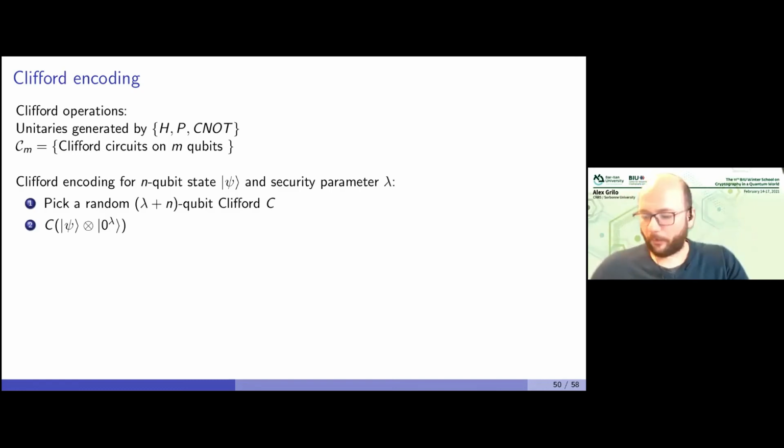The way that we use Clifford operations is to encode an n-qubit state psi, using some security parameter lambda. This is done by picking a random (lambda plus n)-qubit Clifford C and applying this random Clifford on psi appended to lambda ancilla zero qubits. So we apply this random Clifford on psi tensor 0^lambda.